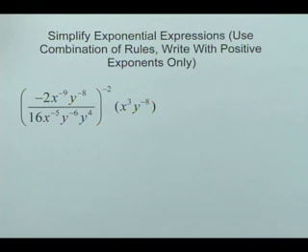Our next exponent example has a lot of negative signs. We're going to take our time, work through them carefully, and end up with an expression that has positive exponents only.